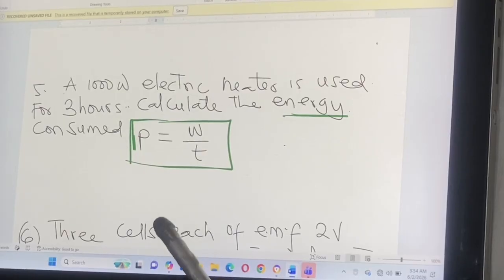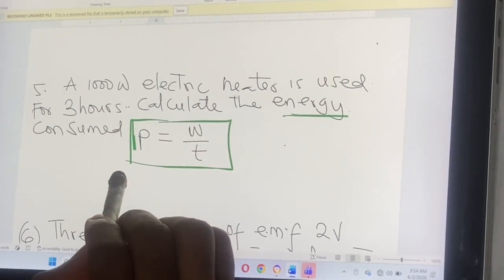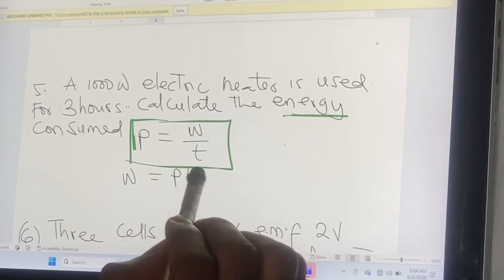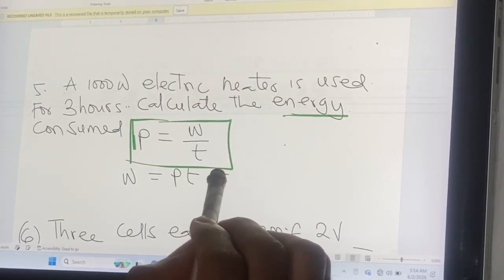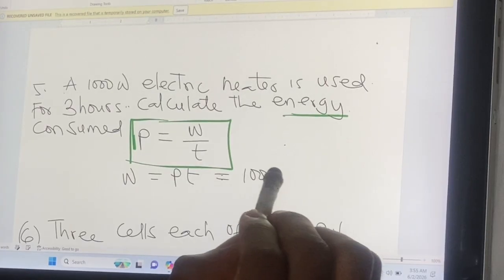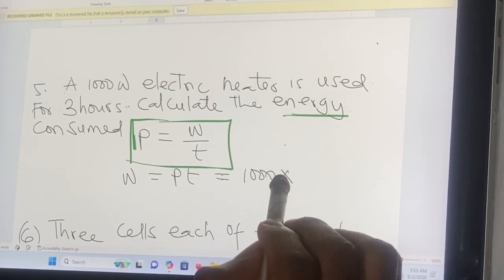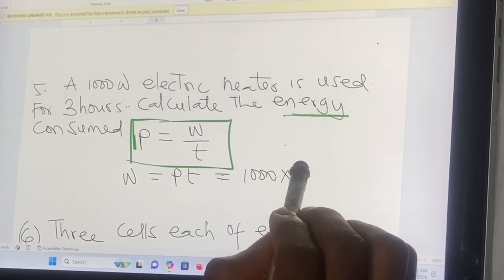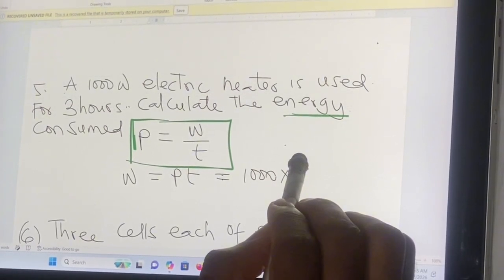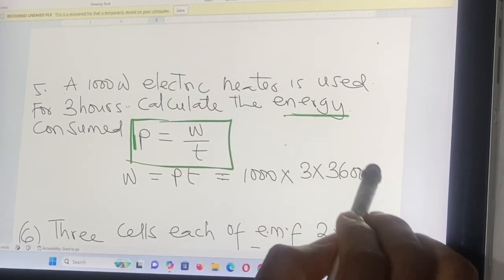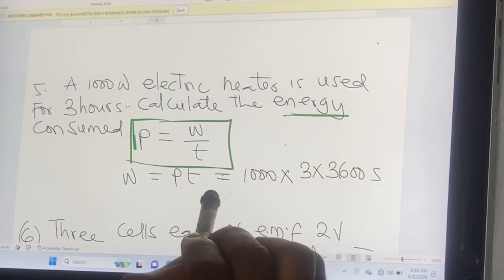Now making work done the subject of the formula here, class. Work done, which is the electrical work done, is equal to power times time. Let's replace the value for power, 1000, times the value for time taken, which is 3 hours. Converting that to seconds, we multiply by 3600. So this will be 3 times 3600 in seconds.